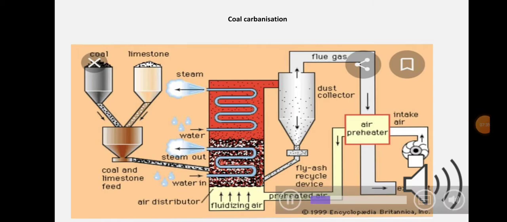Here in this diagram, you can observe the coal carbonization process also. How the coal carbonization takes place, you can observe.